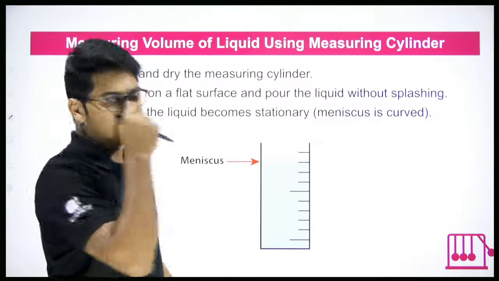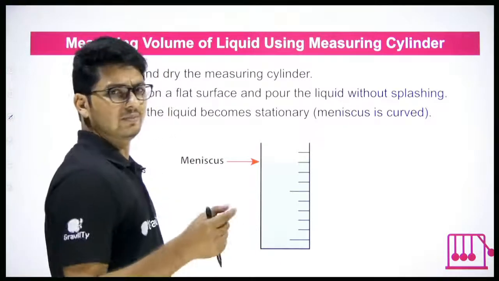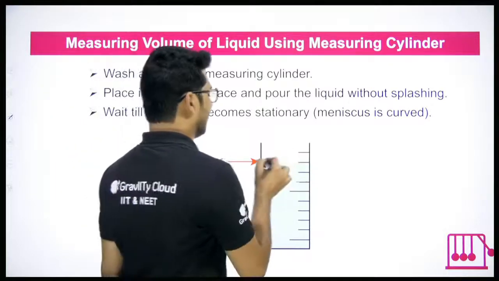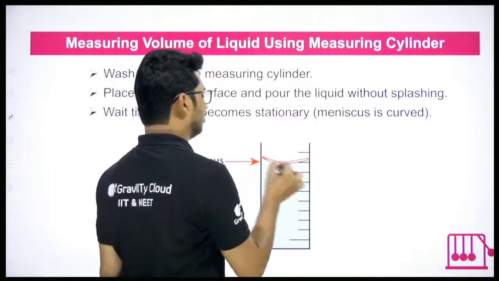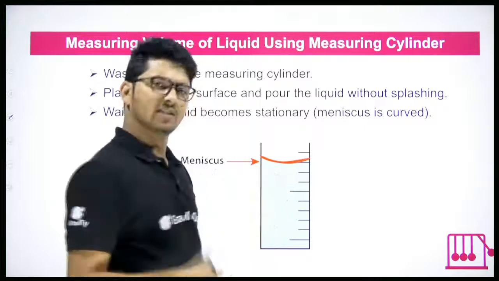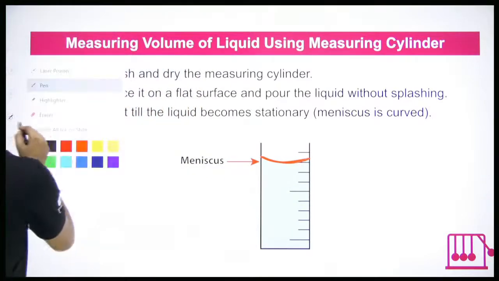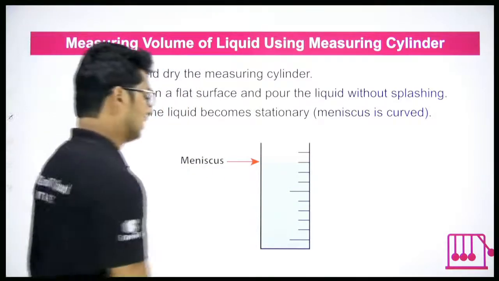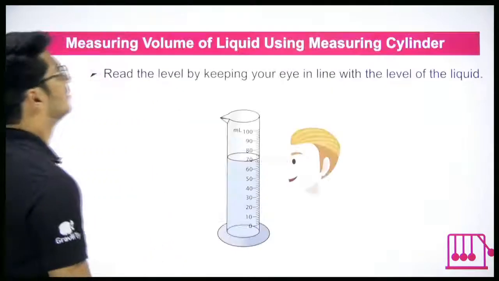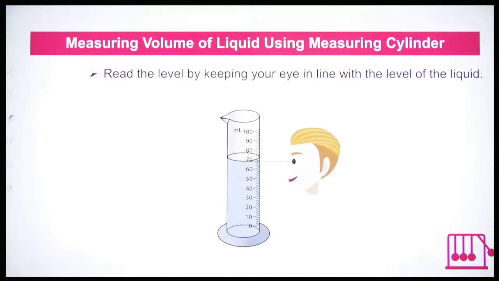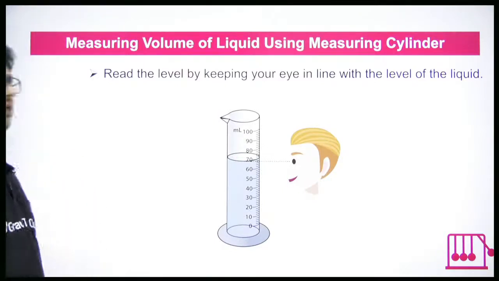If it's a very thin cylinder, measuring cylinders will be thin, it will not be a straight line, but a slight curve. Do not get confused by it. That's the nature of the liquid. You need not worry. Okay. Then once it is dried properly, you have placed it on a flat surface, poured it. After that, you need not do any calculation.